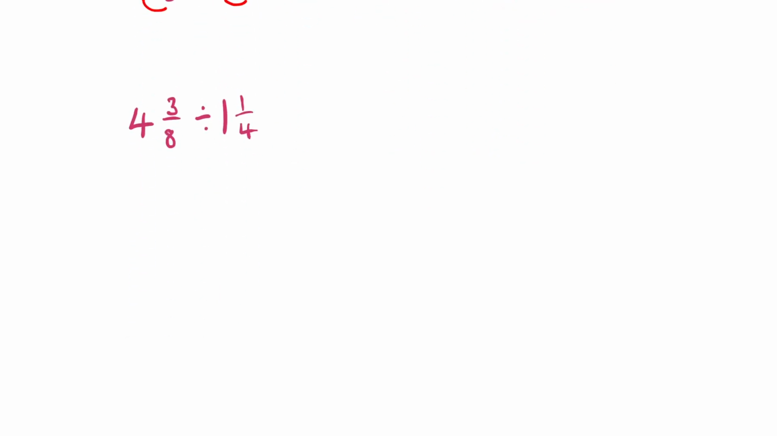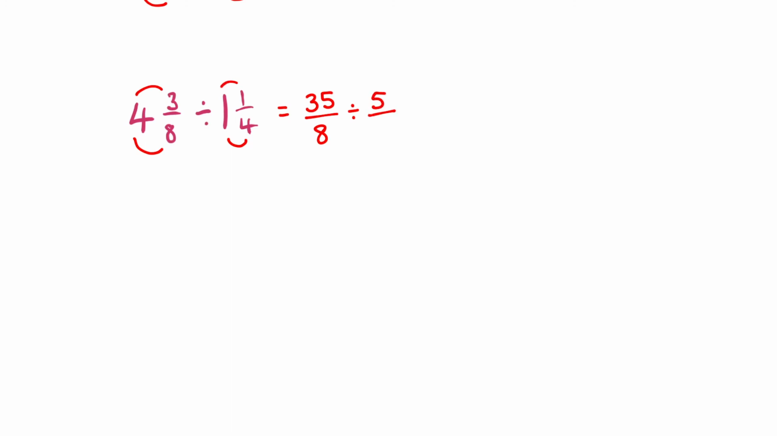And then we've got 4 3/8 divided by 1 1/4. So we have to do the same again and change these into improper fractions. So we're going to do 8 times 4 is 32. Add the 3 makes 35. So we've got 35 over 8. And then we're dividing by 4 times 1 is 4, add 1 is 5. So we're doing 35 over 8 divided by 5/4.